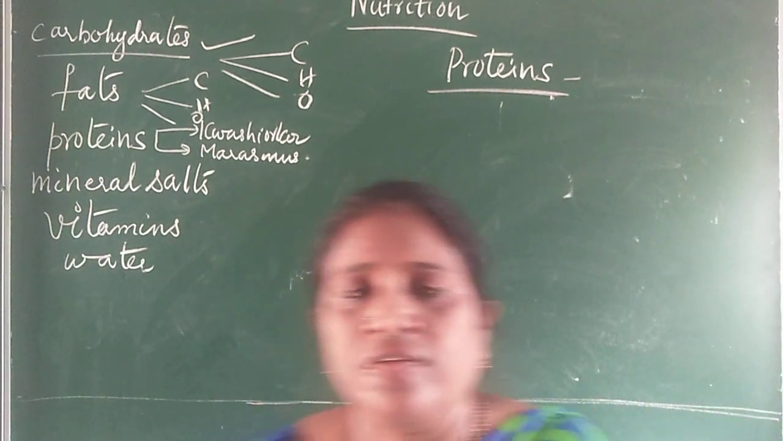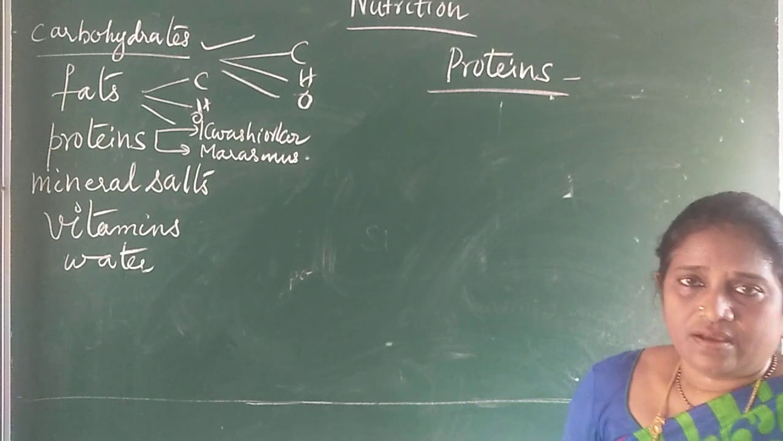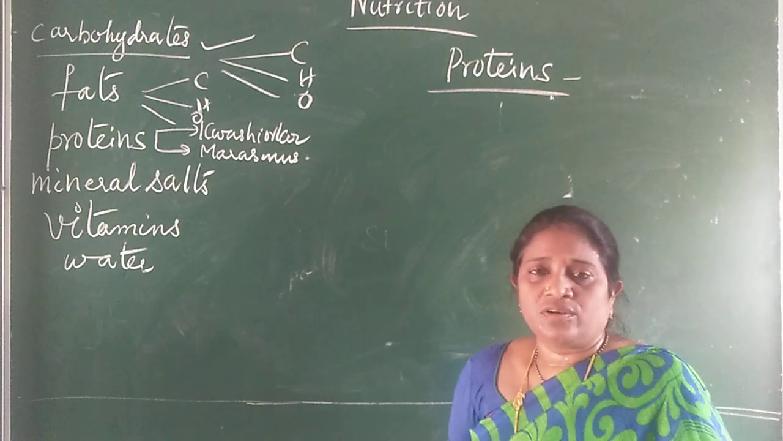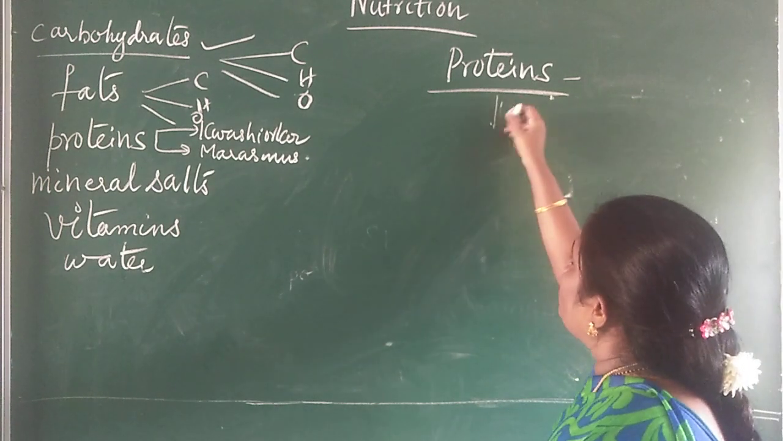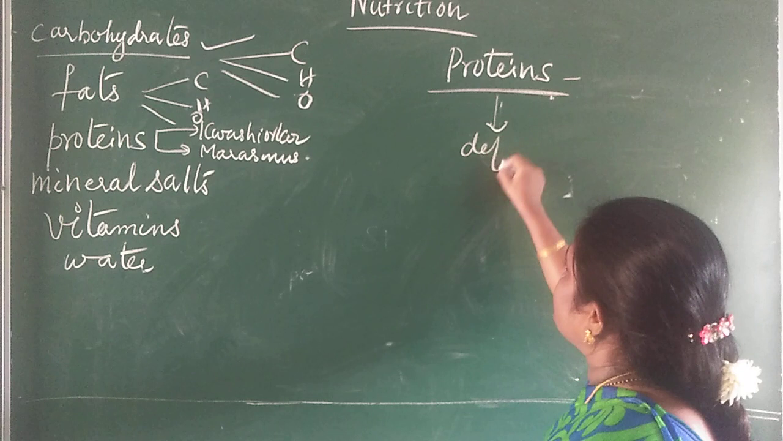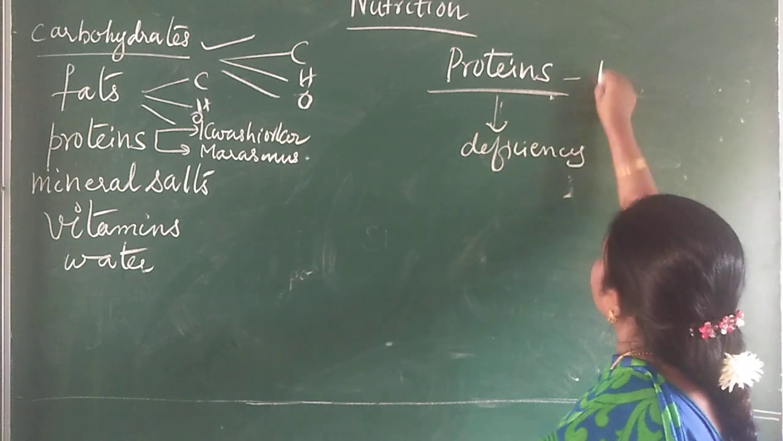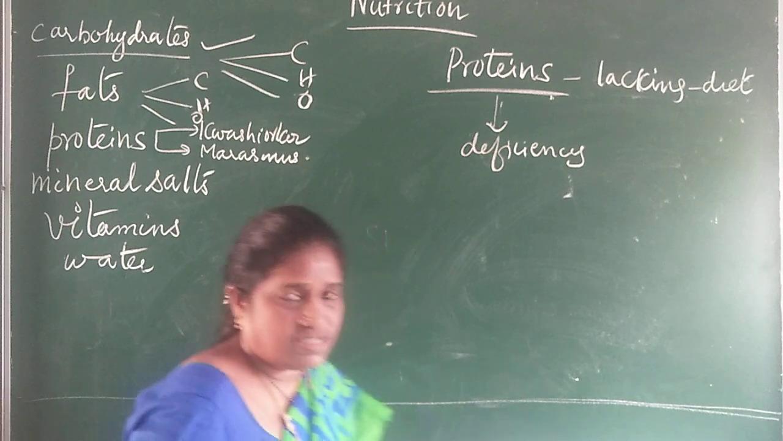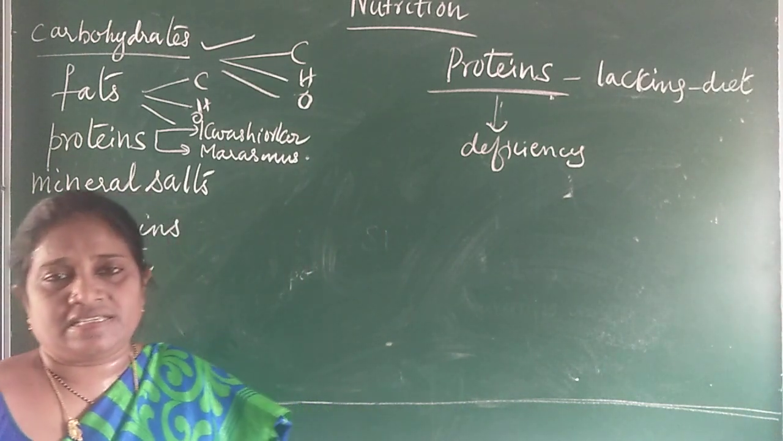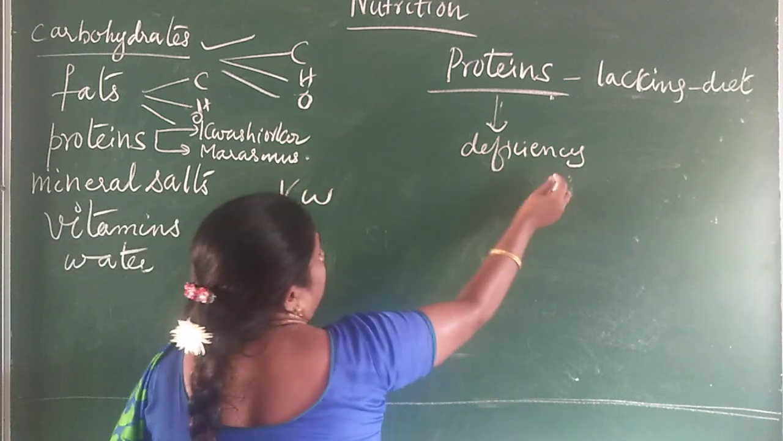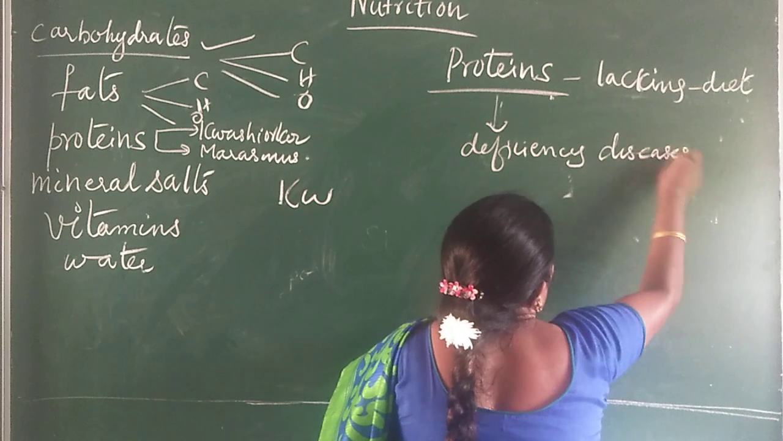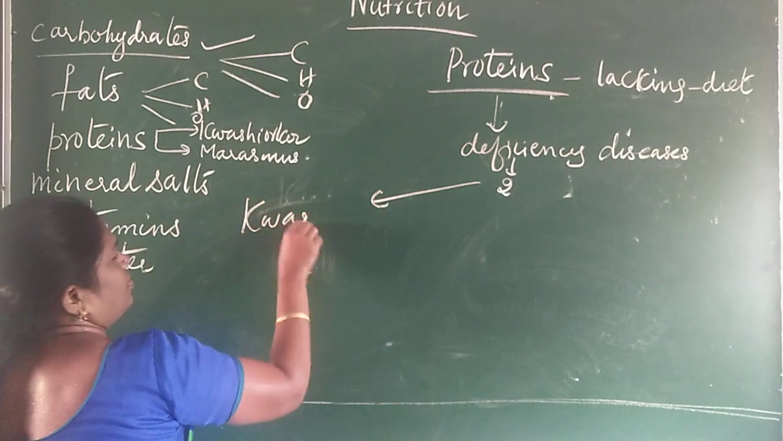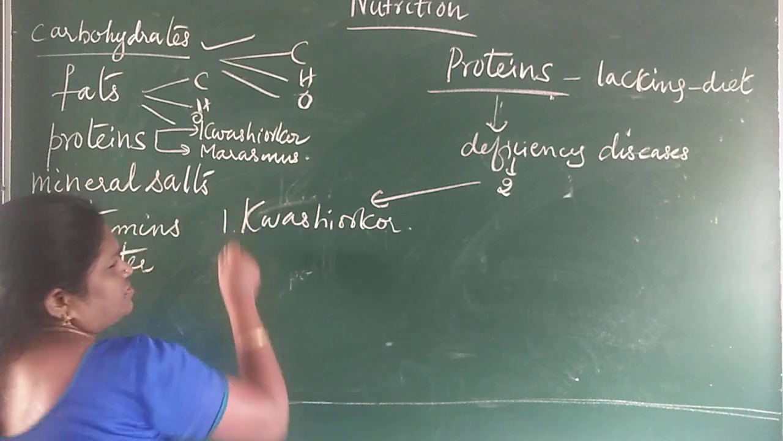Now what happens if your diet is lacking proteins, or if a person does not get sufficient proteins? So what happens to that child? You have two types of protein deficiency diseases. When the diet is deficient in proteins, we usually observe two kinds of diseases. The first disease is kwashiorkor.